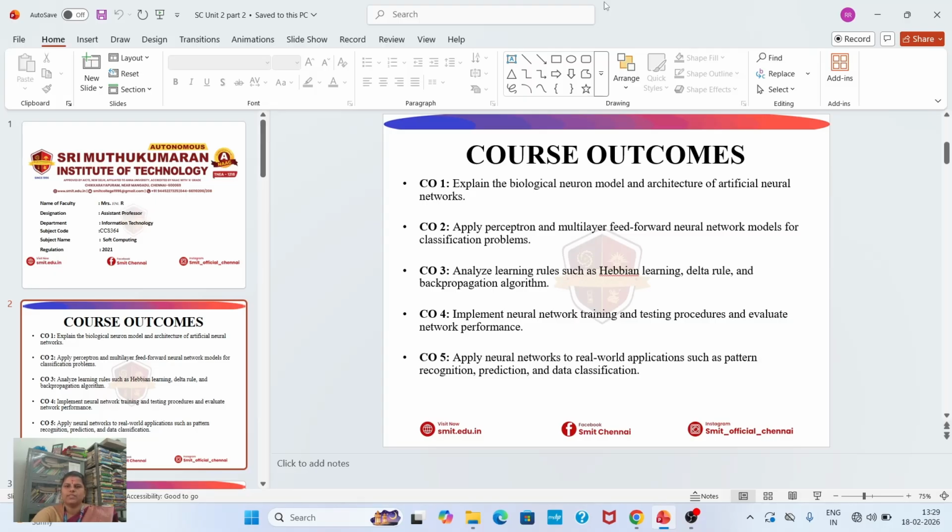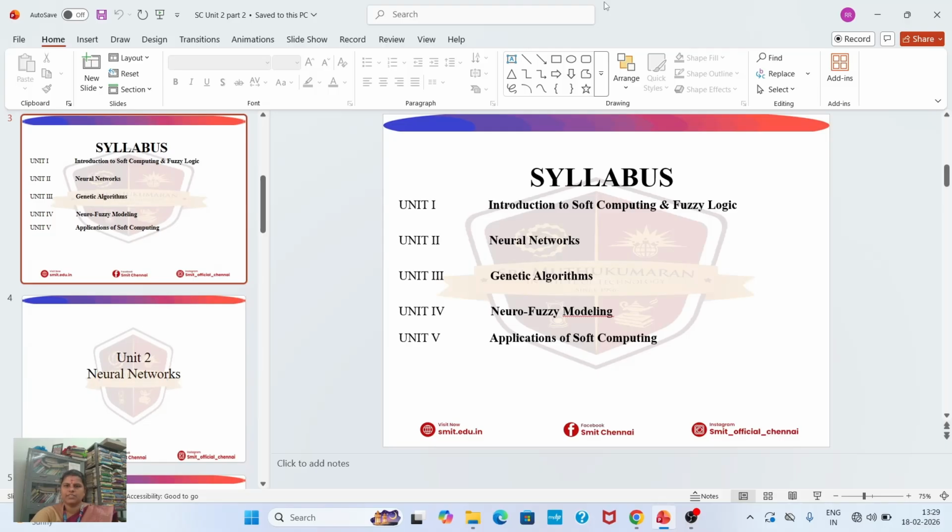Analyze learning rules, the delta learning rule and the back propagation algorithm. Course outcome four: implement neural network training and testing procedure and evaluate network performance. Course outcome five: apply neural networks to real-world applications such as pattern recognition, prediction, and data classification.